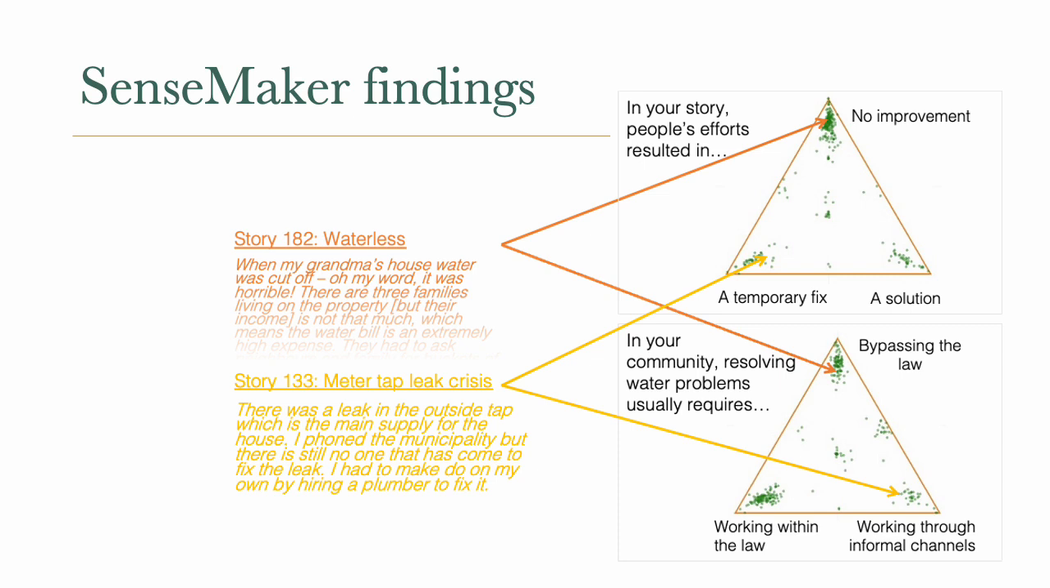And just to share a different story here, to give an example: there was a leak in the outside tap, which is the main supply for the house. I phoned the municipality, but there is still no one that has come to fix the leak. I had to make do on my own by hiring a plumber to fix it. And here they code their story as being finding a temporary fix and working through informal channels. So we have, as I said, over 300 of these stories, and it's a really powerful way of linking qualitative and quantitative data and using the stories and storytellers' perspectives as a way of understanding subjectivity at scale.